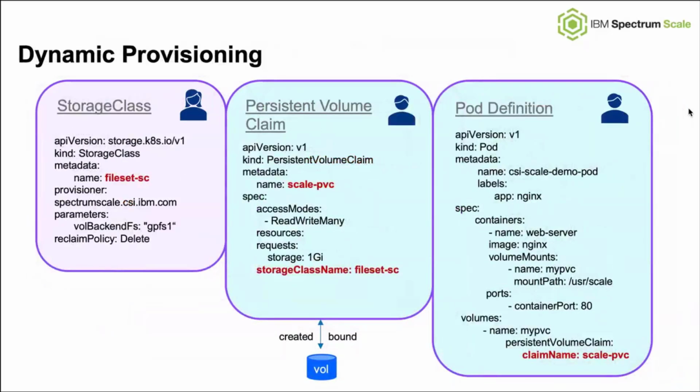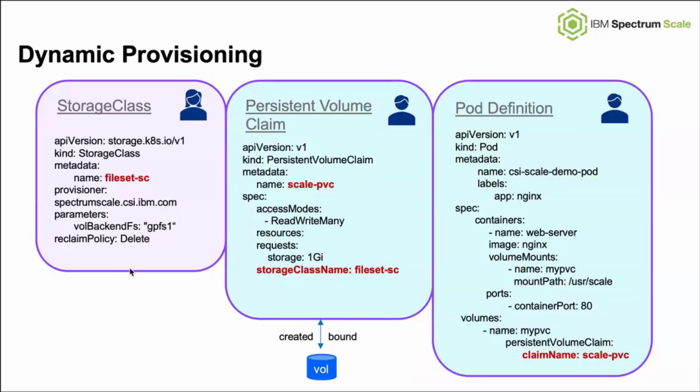The difference in dynamic provisioning is that a storage class is created by the admin. This storage class tells which provisioner is to be used. In this case, it is spectrumscale.csi.ibm.com, and additionally some parameters are provided, like the file system under which the storage needs to be provisioned, reclaim policy, etc.